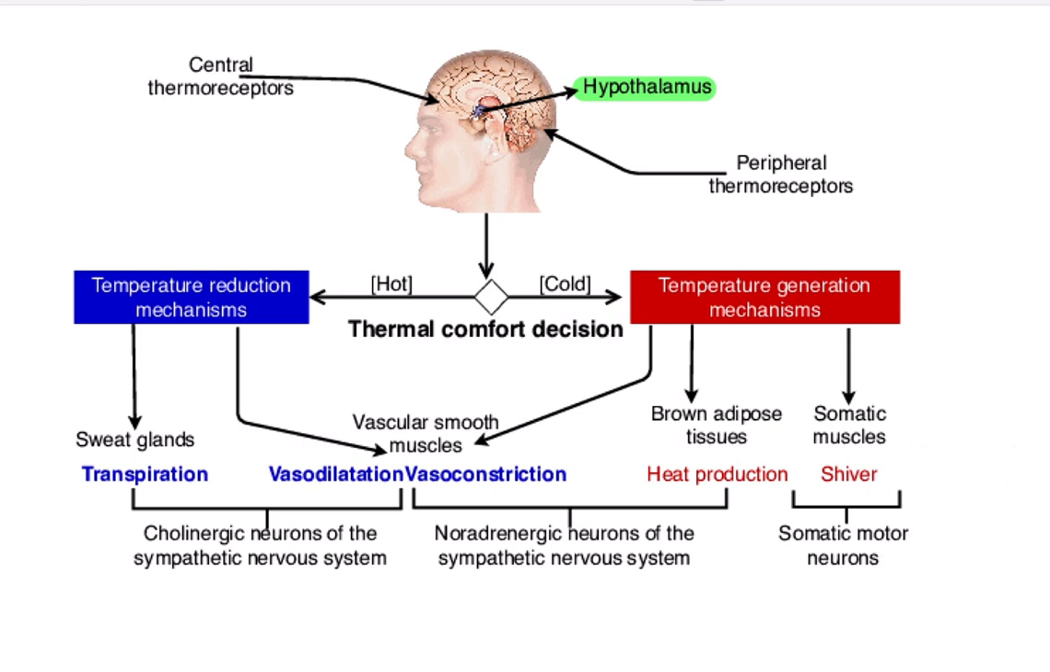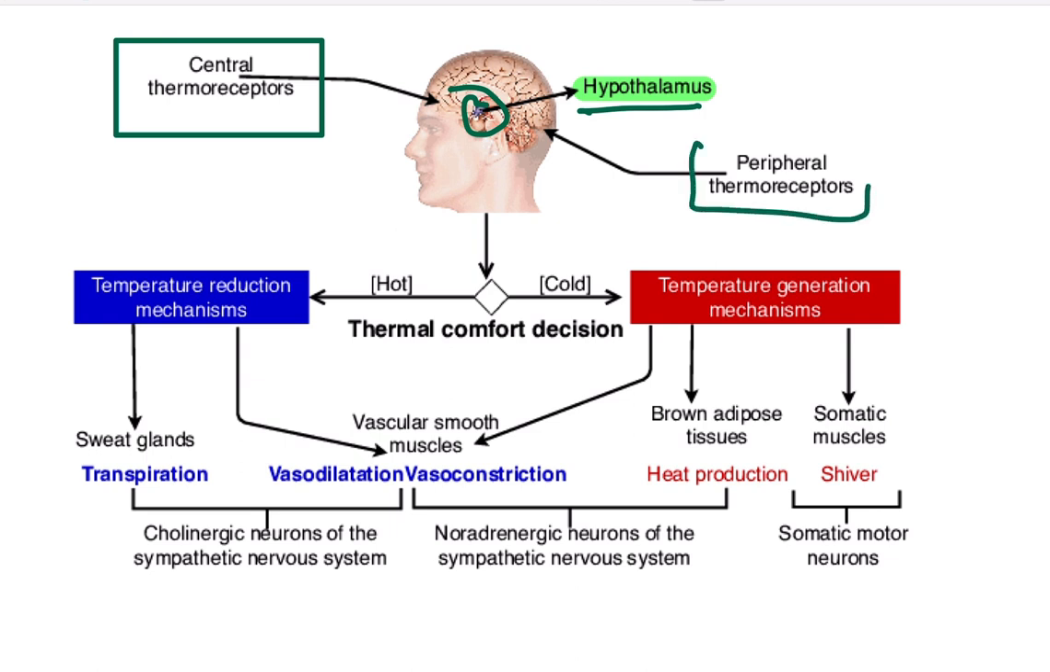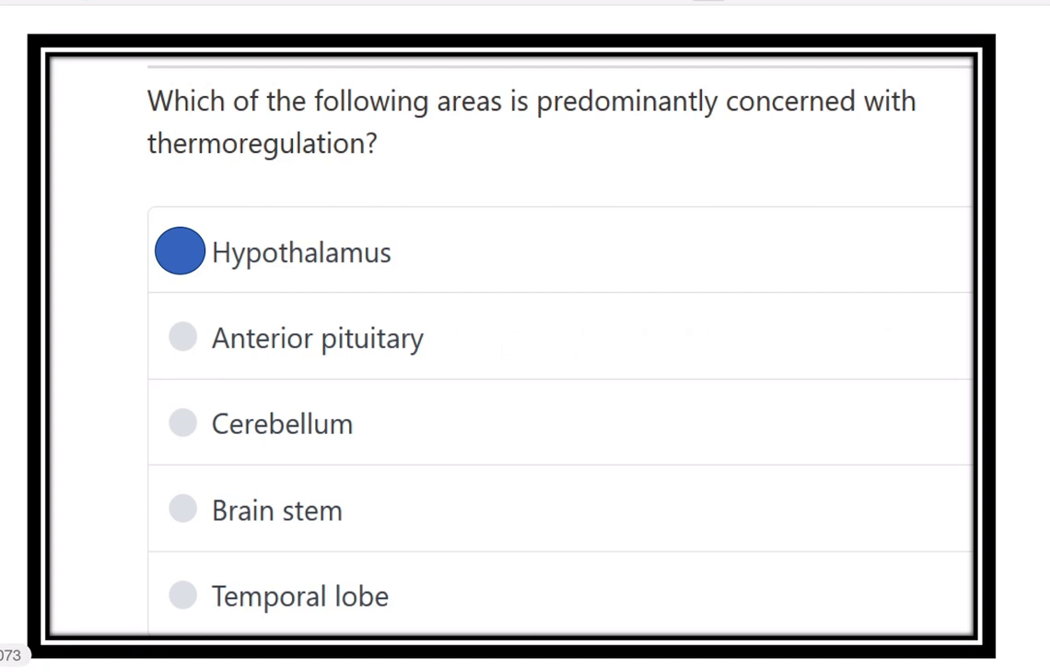Here we can see a human brain. Here is the hypothalamus, and this hypothalamus is responsible for thermoregulation, and the central thermoreceptor and peripheral thermoreceptor are connected by the hypothalamus. That means they are controlled by the hypothalamus. So what is the predominant organ for thermoregulation? It is the hypothalamus. So the hypothalamus is very, very important for temperature maintenance.